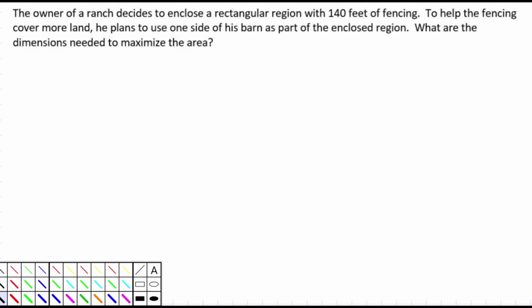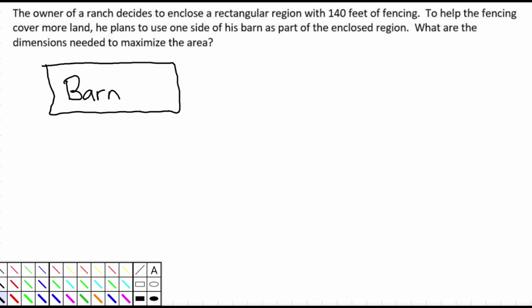Alright, so let's sketch a little picture here. So we're going to have a little barn here. That's my barn. We're going to have some fencing. And remember, the fencing is going to have only 3 sides because we're going to use the barn to help out.